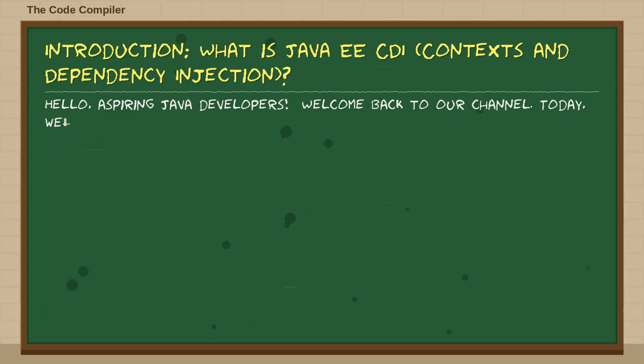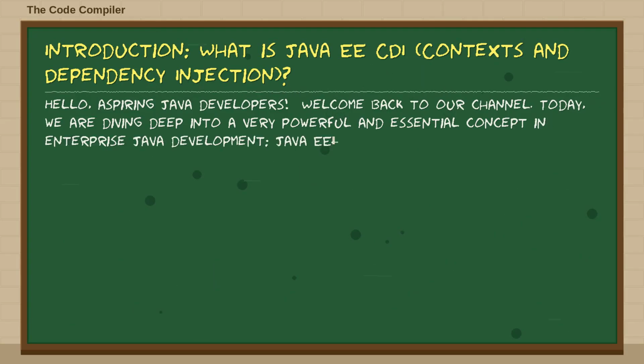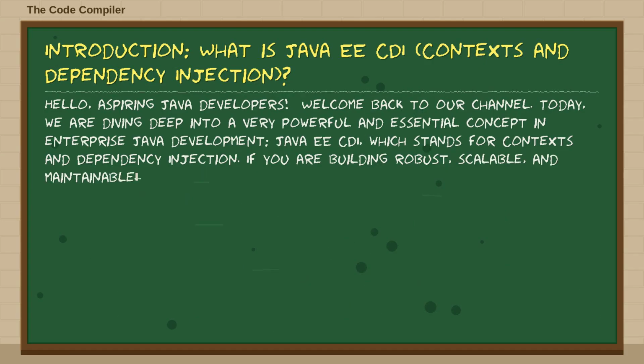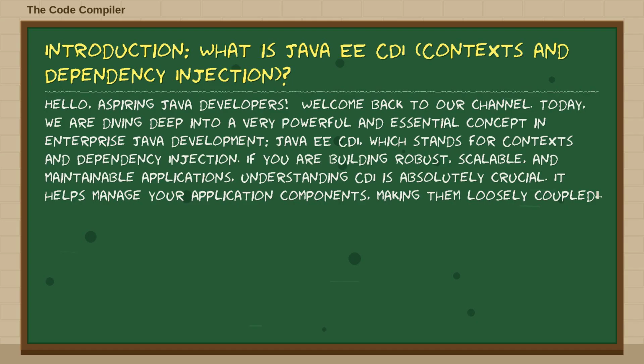Today, we are diving deep into a very powerful and essential concept in enterprise Java development, Java EE CDI, which stands for Contexts and Dependency Injection. If you are building robust, scalable, and maintainable applications, understanding CDI is absolutely crucial. It helps manage your application components, making them loosely coupled and easy to test.